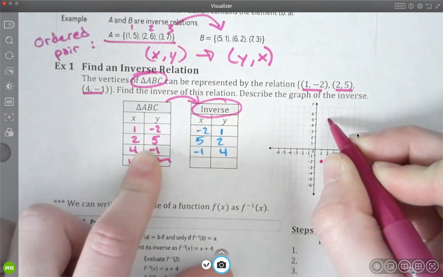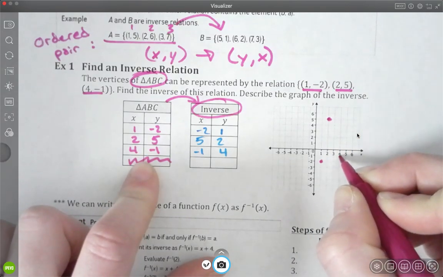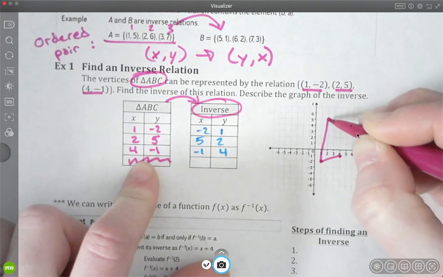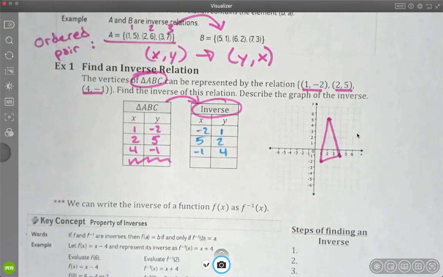2, 5. And 4, -1. Plot those real quick and connect them. You'll have a triangle like this. It kind of looks like a right triangle, maybe. You don't think that's a right angle on the right side? Well, maybe. Okay, whatever. Okay, so the second one.